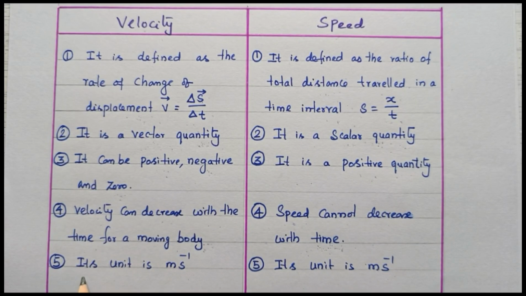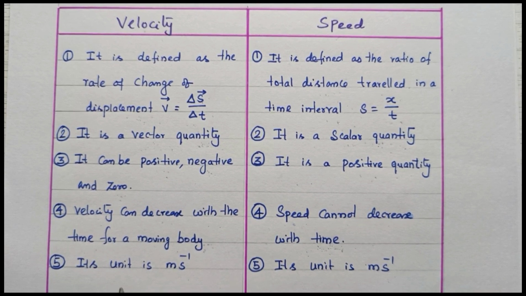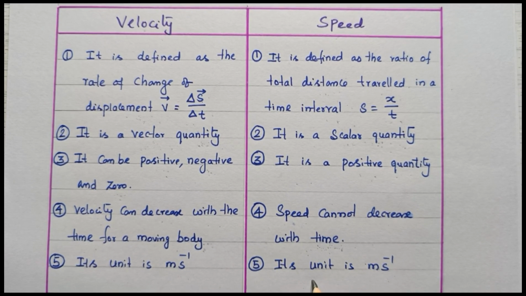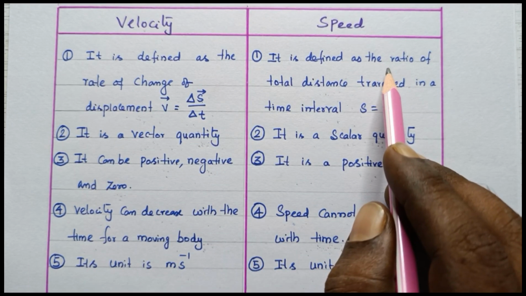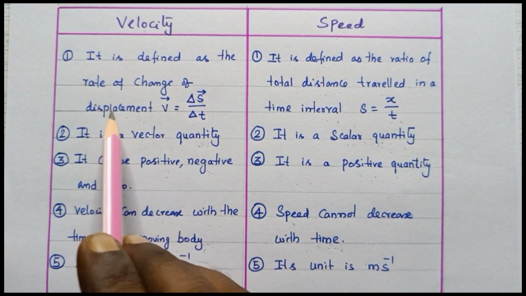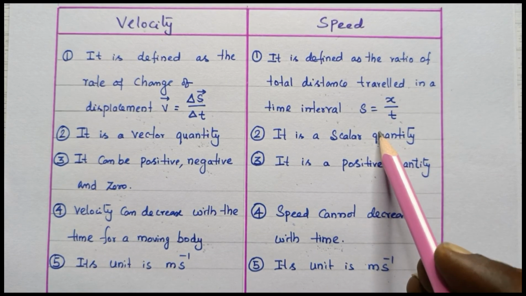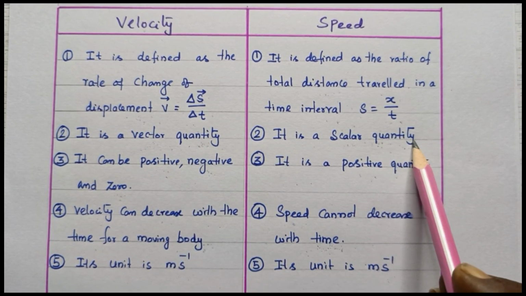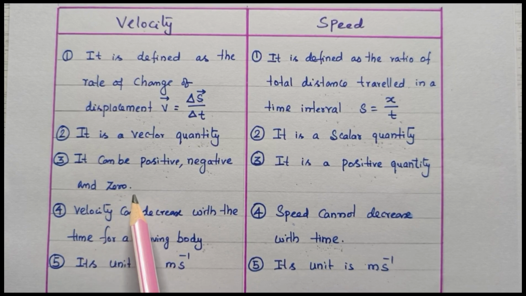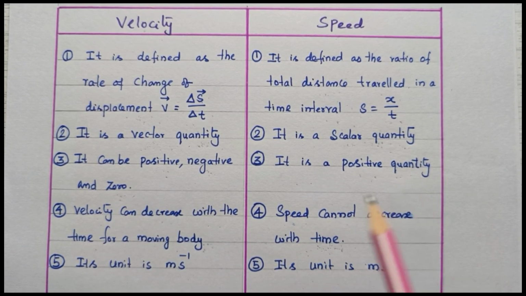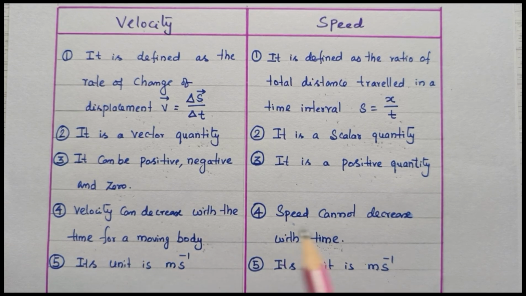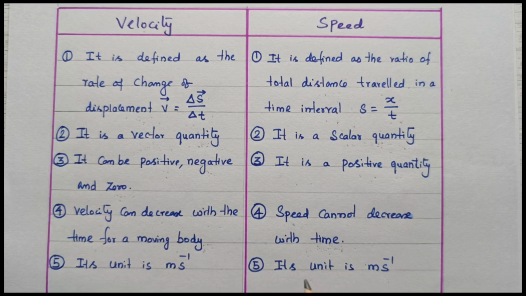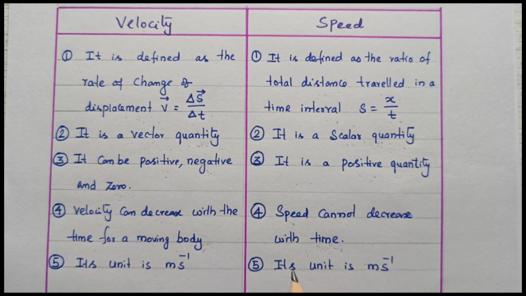The last point is its unit is meter per second. That is, both are having same units. So this is a comparison between velocity and speed. Velocity is a rate of change of displacement, speed is a distance traveled by time. Velocity is a vector quantity, speed is a scalar quantity. Velocity can be positive, negative and zero. Speed is a positive quantity. Velocity can decrease with the time. Speed cannot decrease with time. Both are having same units. So this is a comparison between velocity and speed, or it is the differences between velocity and speed.